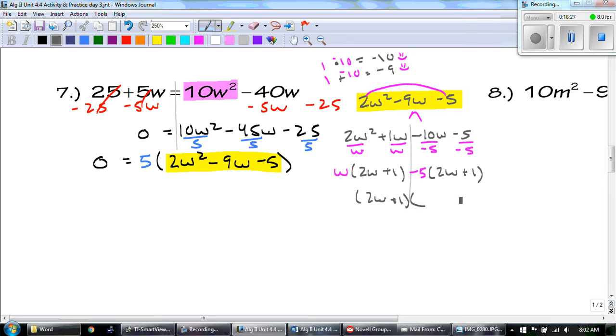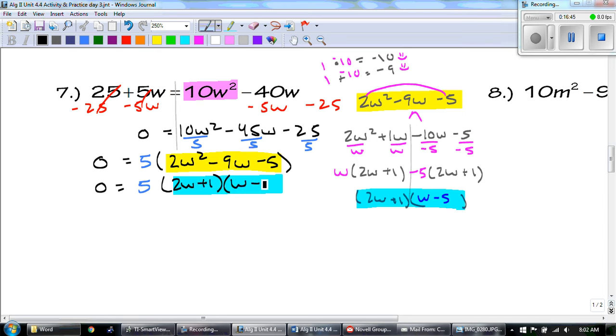We have 2w plus 1 and w minus 5. And that is what we bring over here. So we still have 0 equals 5, parentheses 2w plus 1 and w minus 5. And then you guys are going to solve these by yourself. Good luck.